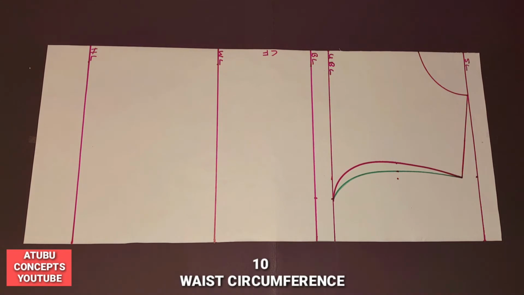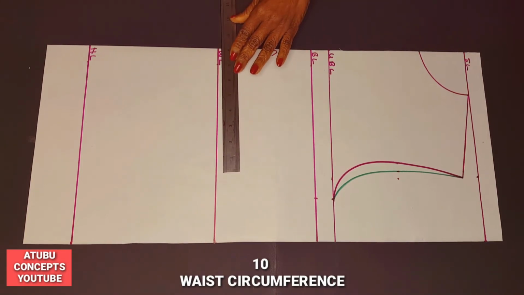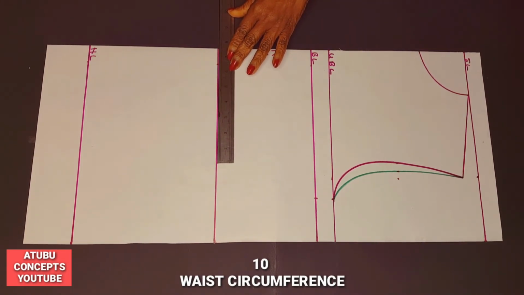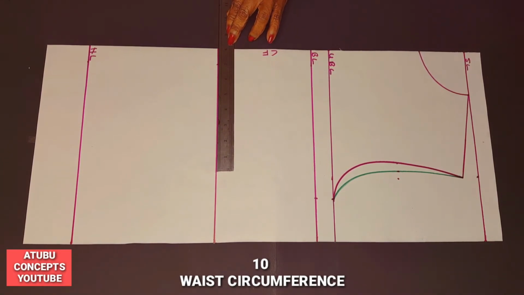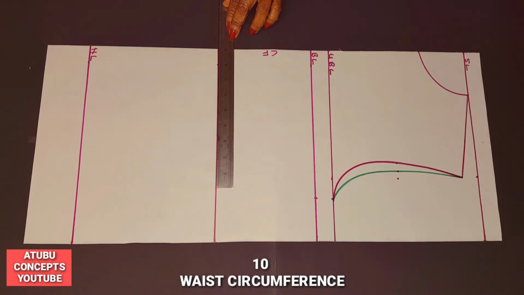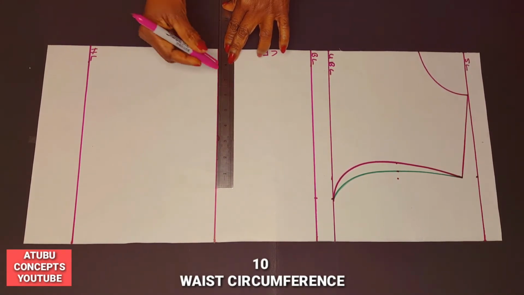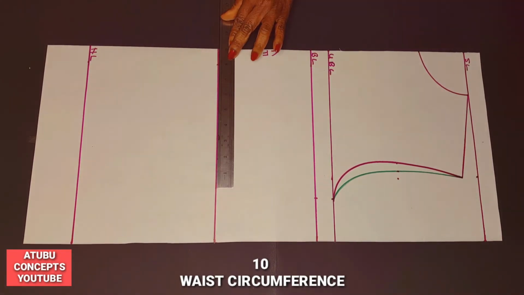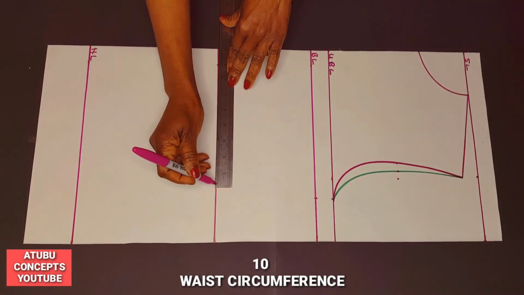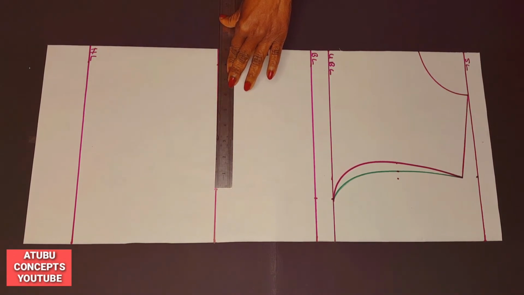Number 10, waist circumference. My waist circumference is 30. When I divide 30 by 4, I'll have 7.5 because I'm using 1/4 of the bodice. This is the 7.5 here. Then I'm going to go ahead and add half an inch. That will be 8 for ease allowance. And I'm going to add 1 inch for that. That is going to come to this area later. That will be 9. And I'm going to mark 9.